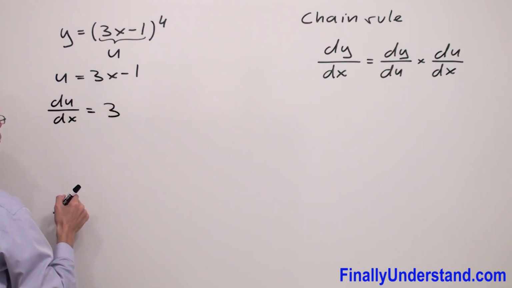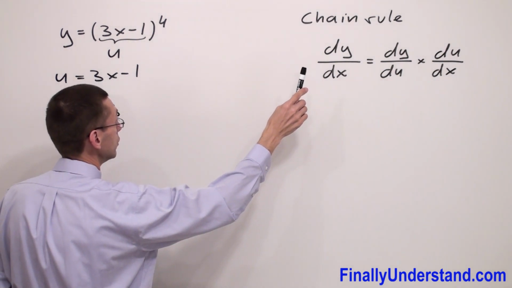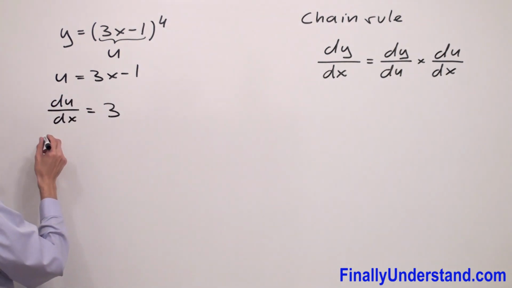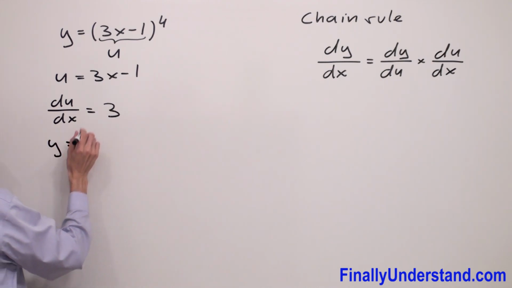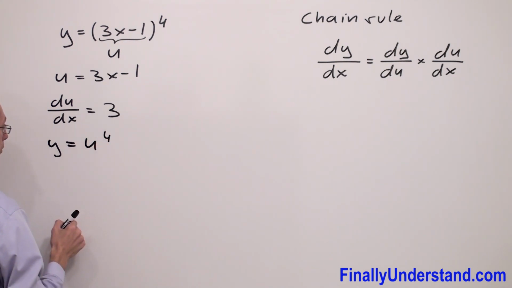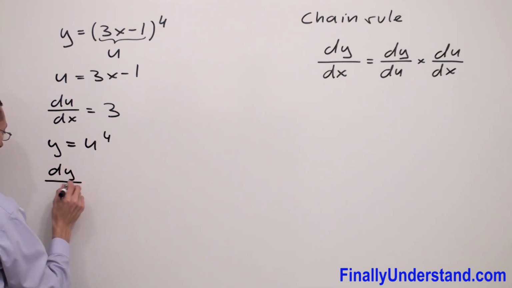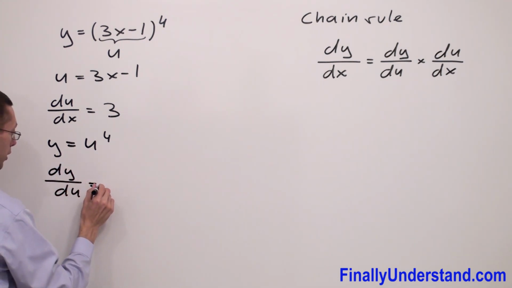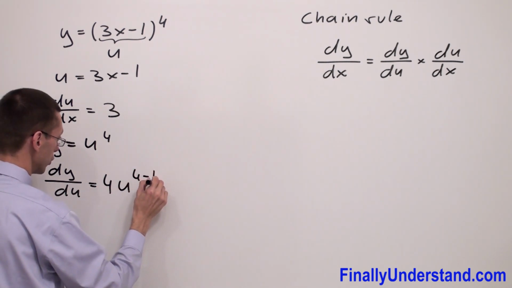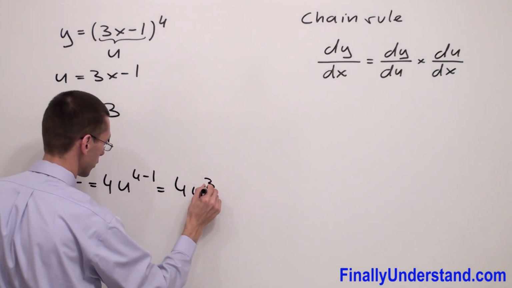Okay? Now, what are we supposed to do? According to the formula, we're supposed to write dy over du and multiply it by du over dx. So we have y equal, we said u to the 4th power, right? So if you want to find dy over du, this is equal to 4u to the power 4 minus 1. This is equal to 4u to the 3rd power.